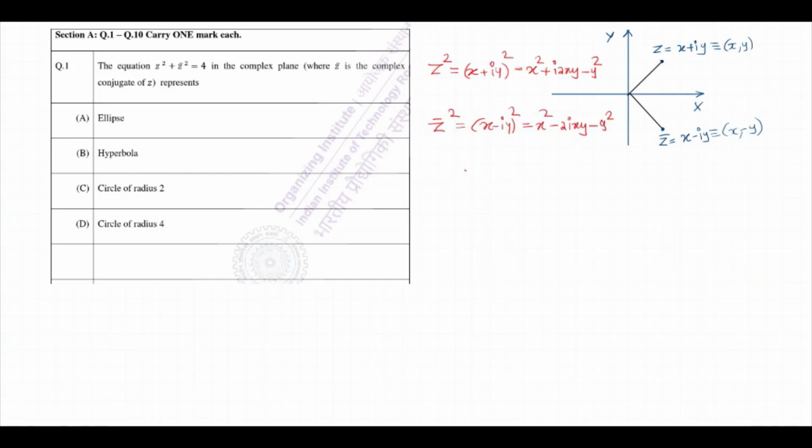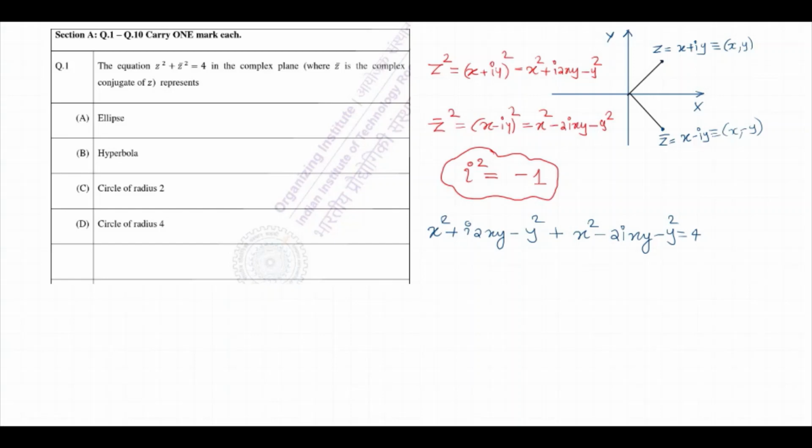Okay, so this is the (a plus b) whole square equation, and this is the (a minus b) whole square. And here we used the identity i square is minus 1. That is the definition of i. Now we have to substitute back in this expression. That will give x square plus i into 2xy minus y square plus x square minus 2i into xy minus y square equal to 4.